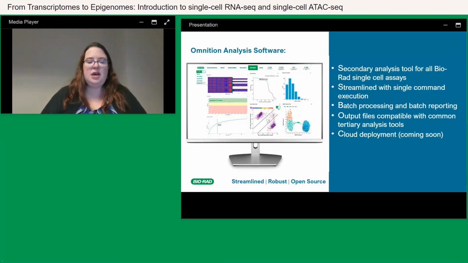Omnition is that companion software for our current 2 assays, but also for future single-cell assays Bio-Rad will be releasing. It can run on a Linux system using single command line execution. If you have multiple samples using the same reference genome, you can do batch processing of these samples together in one Omnition run, which reduces the hands-on time necessary for secondary analysis. Omnition provides tertiary-ready analysis output files unique to each sample, even if run in a batch run. A version of Omnition will be available in Bio-Rad's cloud computing website in the near future.